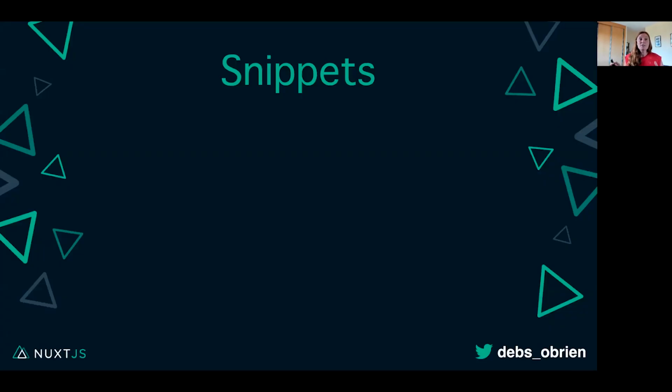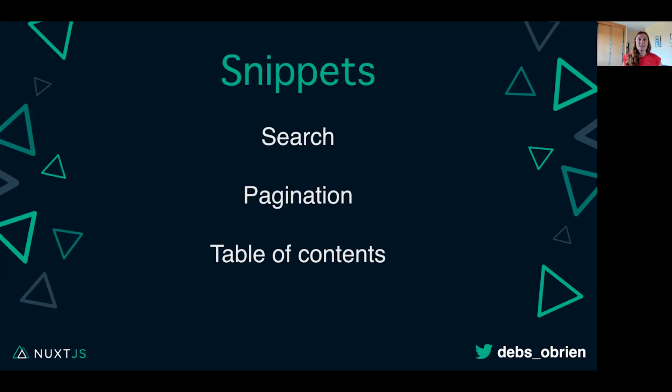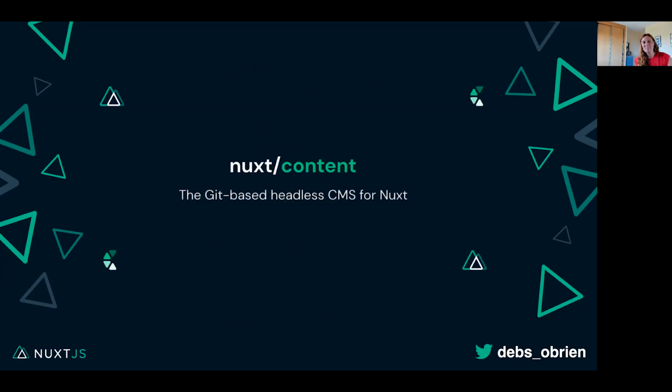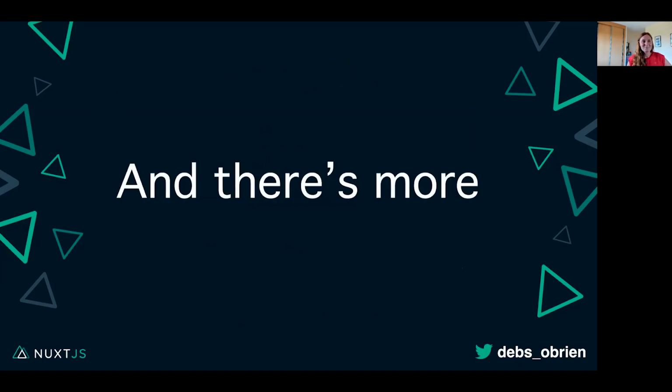So snippets, we have some really, really cool snippets. On the Nuxt content docs, you can just go and take the snippets for a search and then put it into your code and start using it. And that makes it really, really easy to add that search, the same as pagination, the table of contents, and dynamic routing. So that's all created for you. Just go to the Nuxt content docs, take that snippet, put it in your project, and bang, you've got it. So Nuxt content, the Git-based headless CMS for Nuxt.